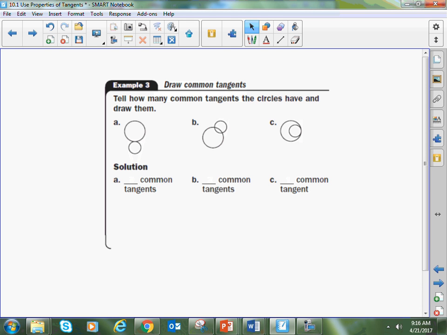So here I have two circles that are tangent to each other because they're not intersecting, but they're touching each other at one point here. And so you can see that in this case I can create three common tangents to the circles. In the next one I can get two, and then the last one I can only get one, because just like in A, the circles in C are tangent to each other, but the smaller circle is in the interior of the larger circle, so they only have one common point of tangency.